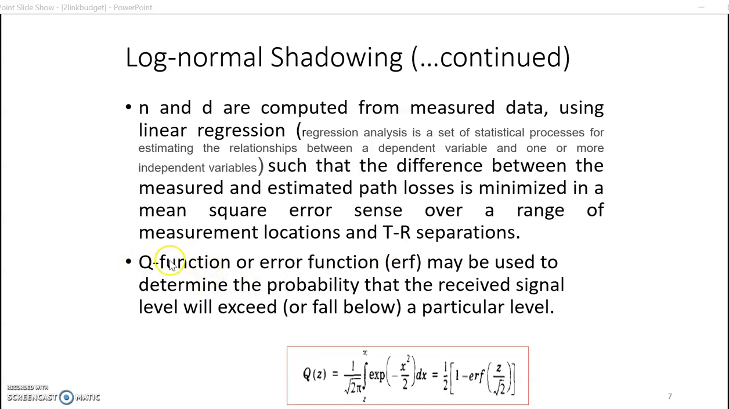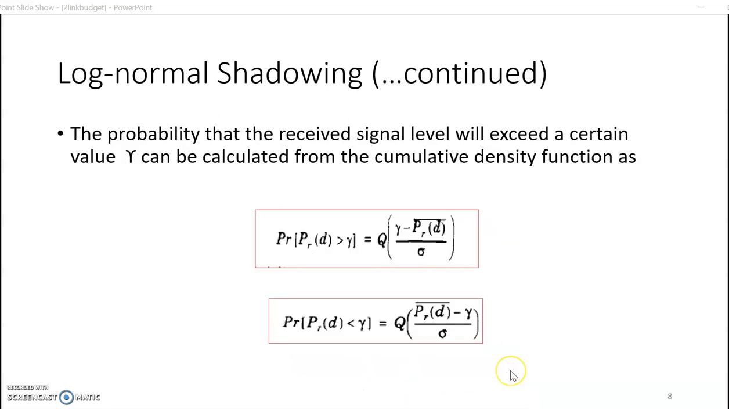Q function. It is called the error function. So, why this Q function is used means it is used to find whether the probability of the received signal is going to exceed or fall below a particular level. So, this is the equation of the Q function. Q of z is equal to 1 by root of 2 pi integral of exponential of minus x square by 2 dx, that is equal to half times 1 minus error function of z by root 2.